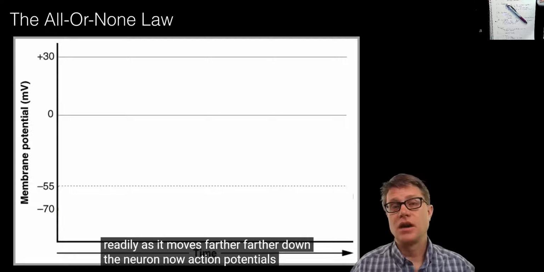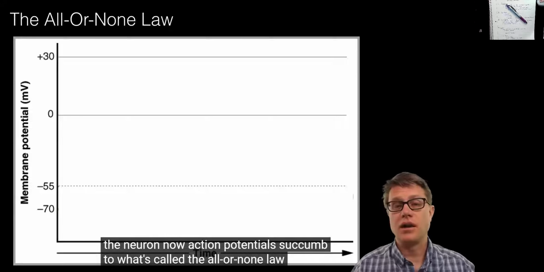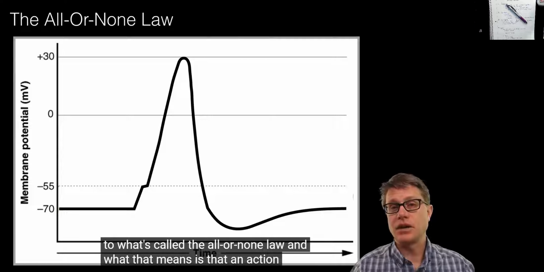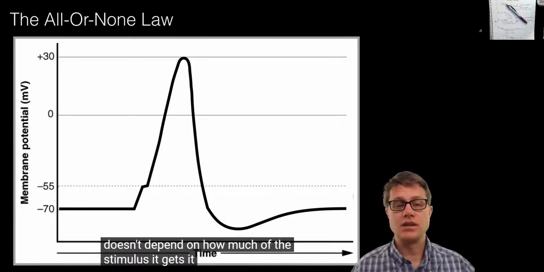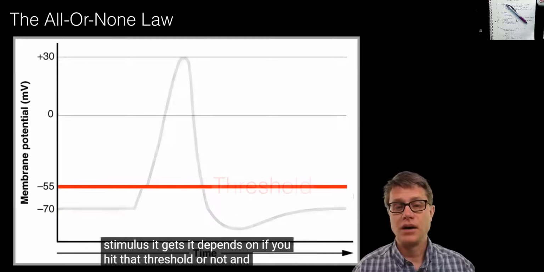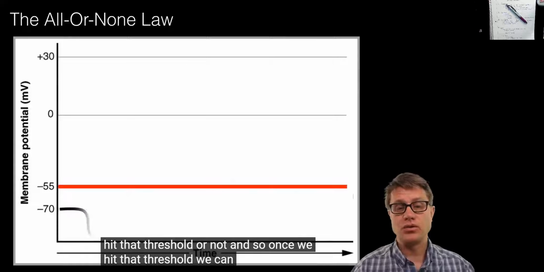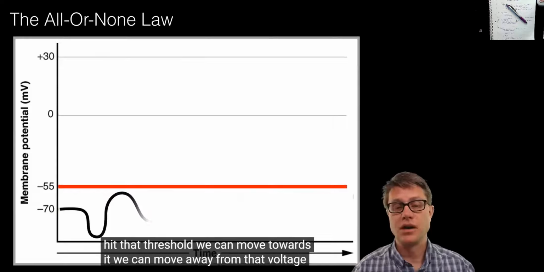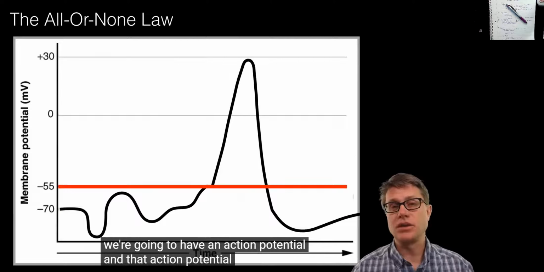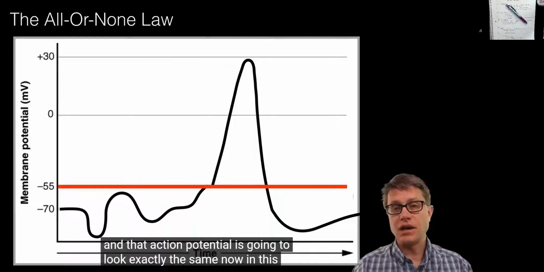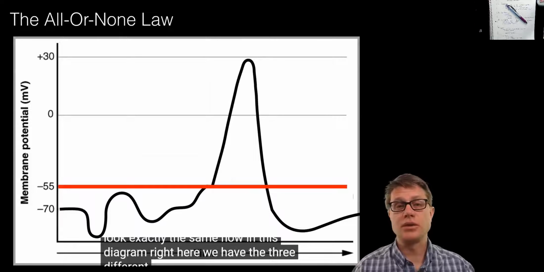Now, action potentials succumb to what's called the all or none law. And what that means is that an action potential will occur or will not, and it doesn't depend on how much of the stimulus it gets. It depends on if you hit that threshold or not. And so once we hit that threshold, we can move towards it, we can move away from that voltage, but once we hit negative 55 millivolts, we're going to have an action potential, and that action potential is going to look exactly the same.